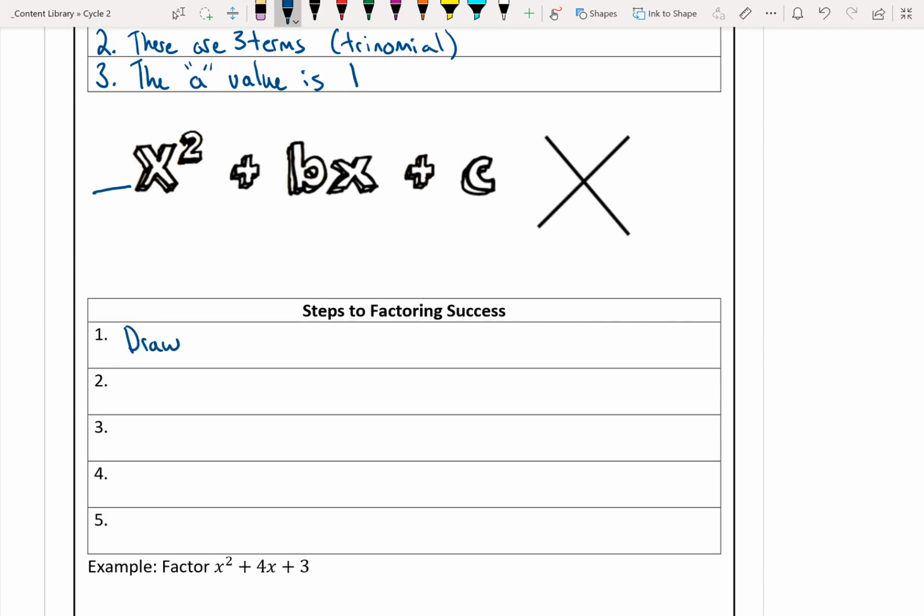We're going to draw brackets and fill in the variable. So again, when we factor, we're going to get 2 sets of brackets. Factoring is taking an addition of polynomials to a multiplication of polynomials. So I'm going to have 2 sets of brackets, and I'm going to fill in the variable. So the first term is always going to be whatever my variable is. In this case, it's the x.